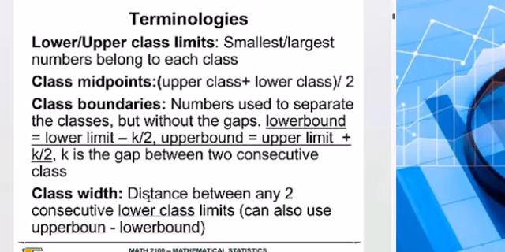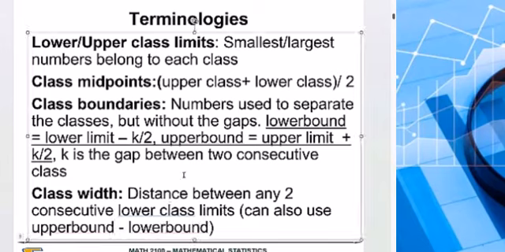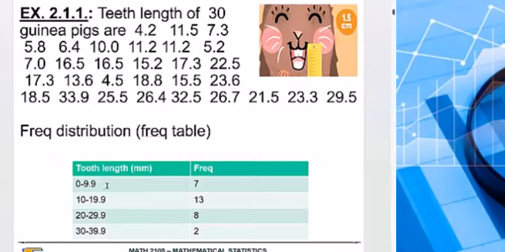The class width is just the distance between any two consecutive lower class limits. You can also use upper bound subtract lower bound. Here you have to be very careful. A lot of people make the mistake of calculating class width by using the upper class limit subtract the lower class limit. It will not match the definition, and in a multiple choice question, you might make a wrong choice. So it has to be two consecutive lower class limits. So 10 and 0: the class width will be 10 subtract 0. You can also use 20 subtract 10, which is 10, or 30 subtract 20, which is 10.